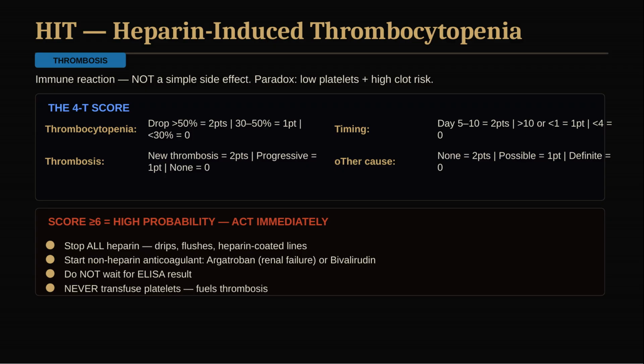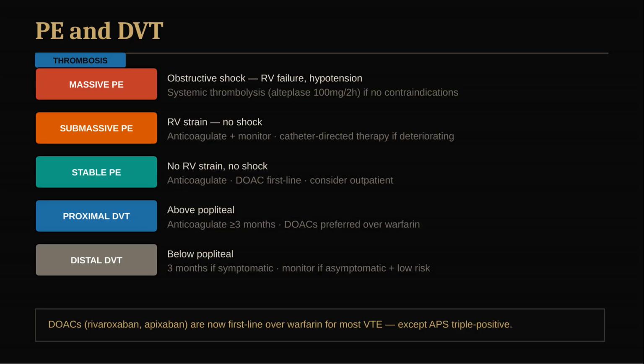The 4T score predicts probability: thrombocytopenia, timing, thrombosis, other causes. A score of 6 or above is high probability. Stop all heparin immediately and start a non-heparin anticoagulant. Do not wait for the ELISA. Argatroban for patients with renal failure, bivalirudin for most others. Never give platelets in HIT. It fuels the fire.